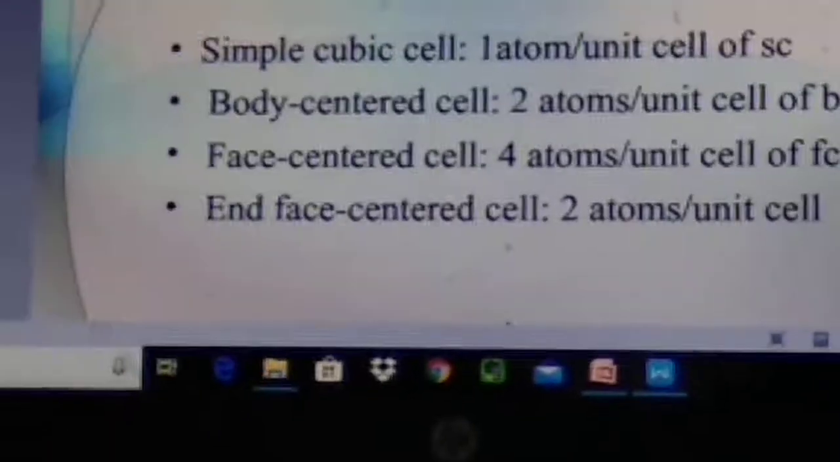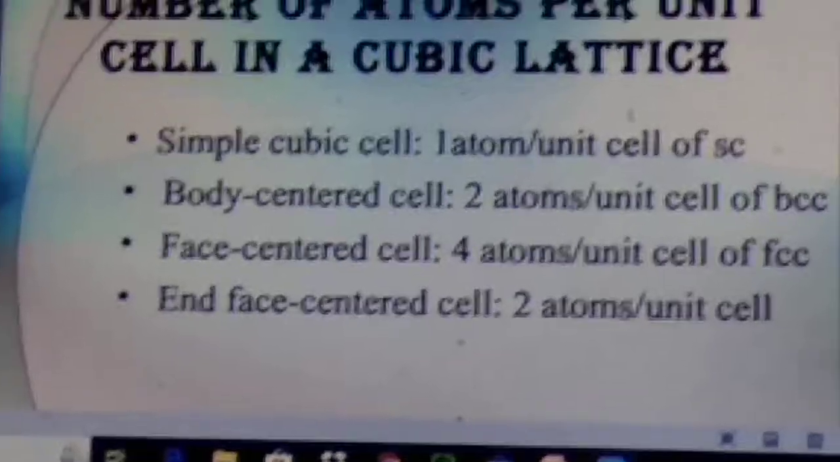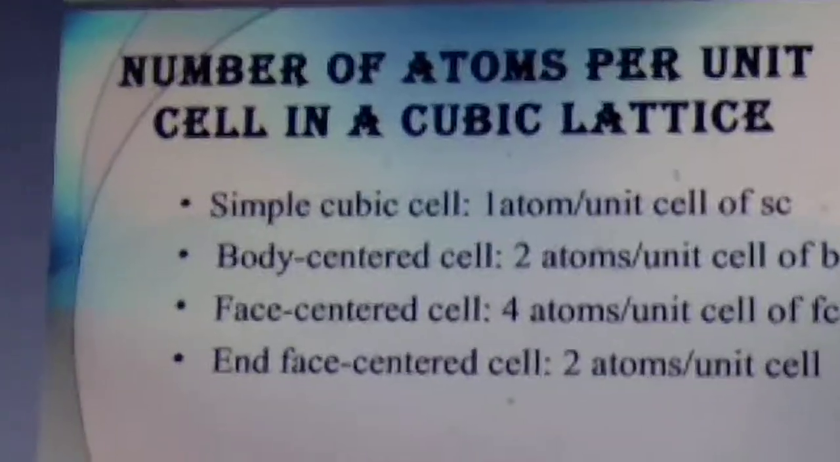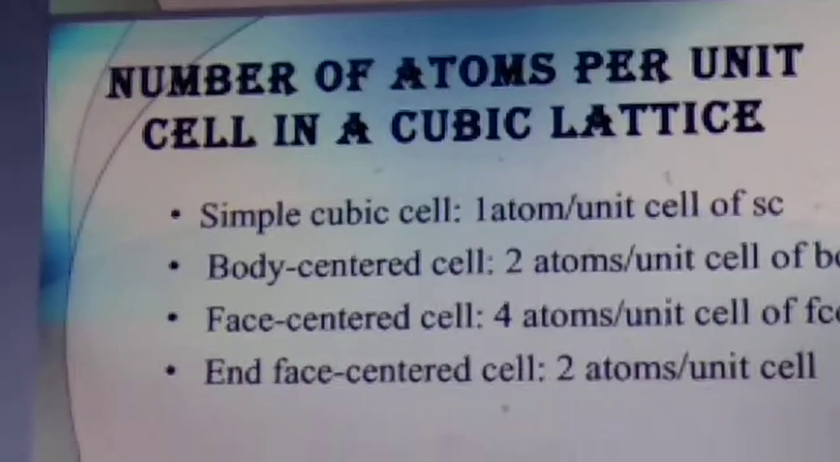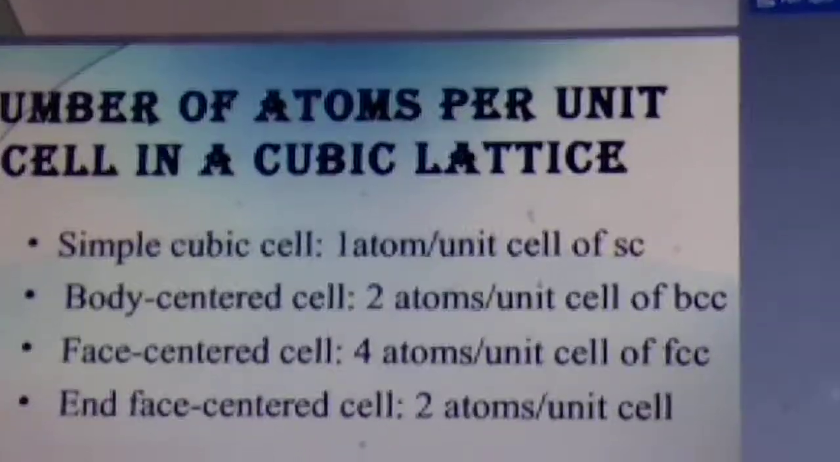So now students, up to this you have to know: simple cubic cell, how many atoms; body centered cell, how many atoms; face centered cell, how many atoms; and end face centered cell, 2 atoms.